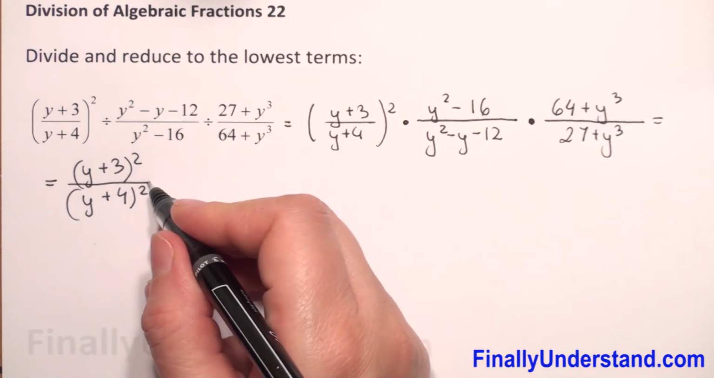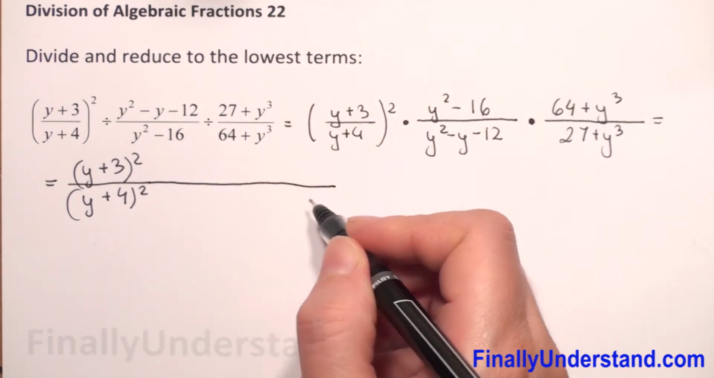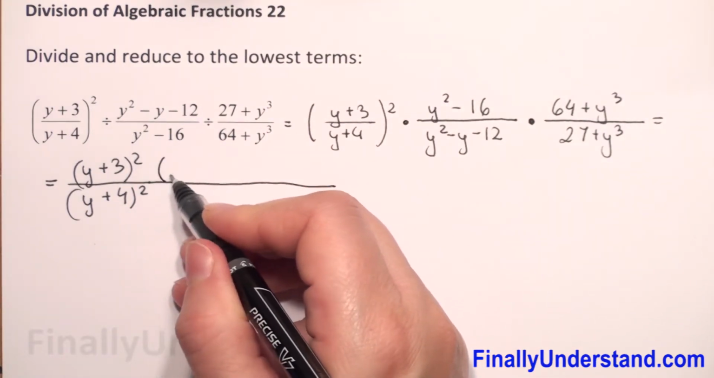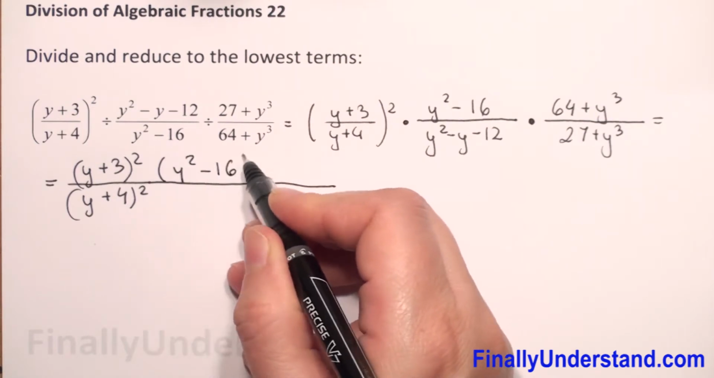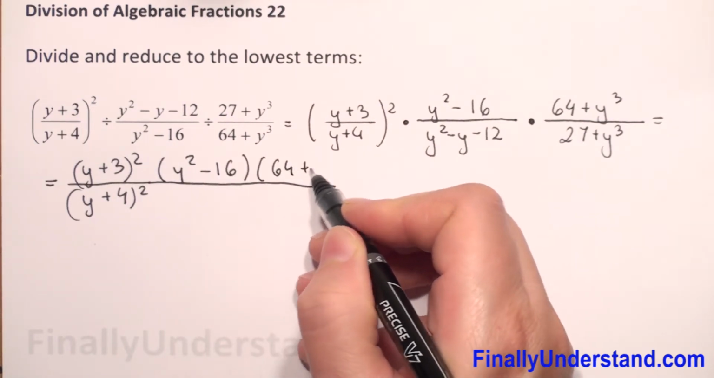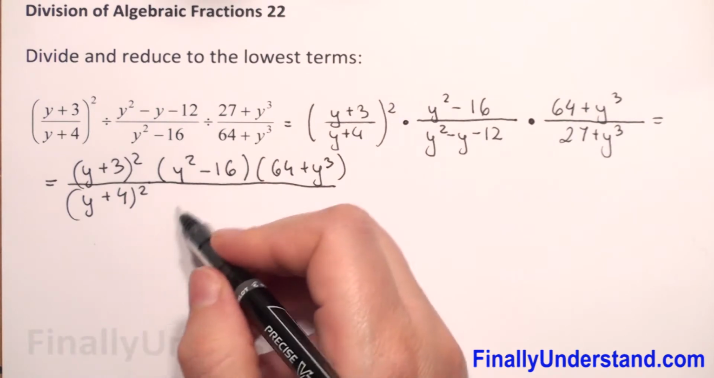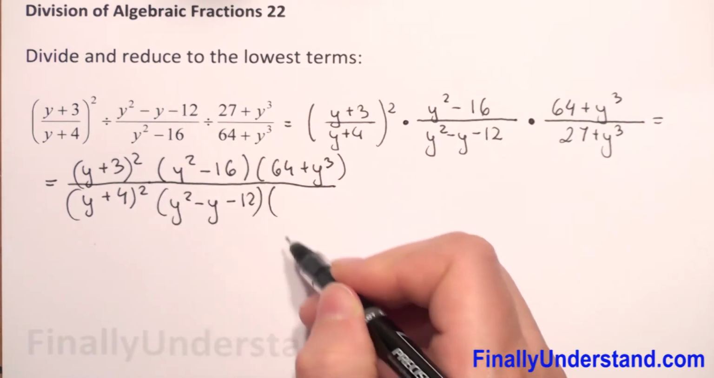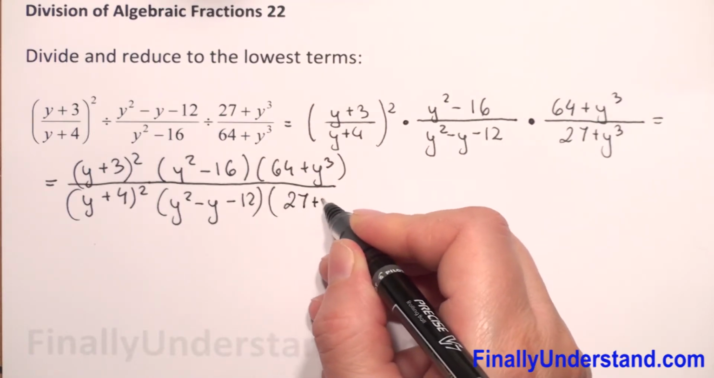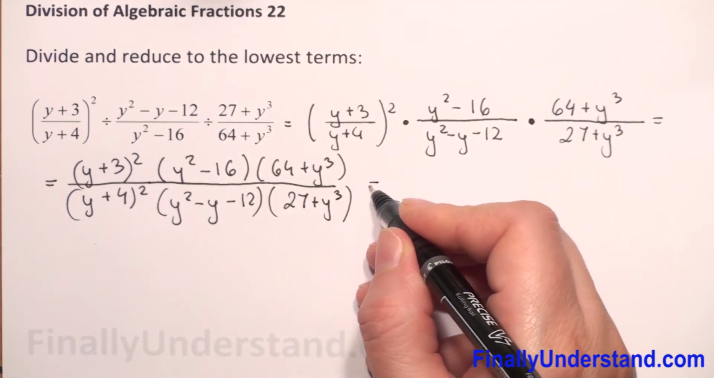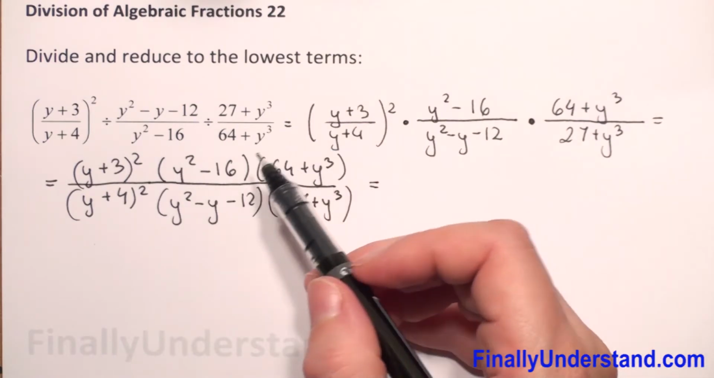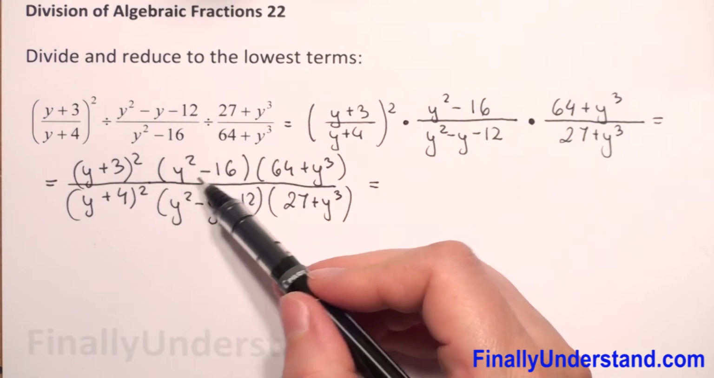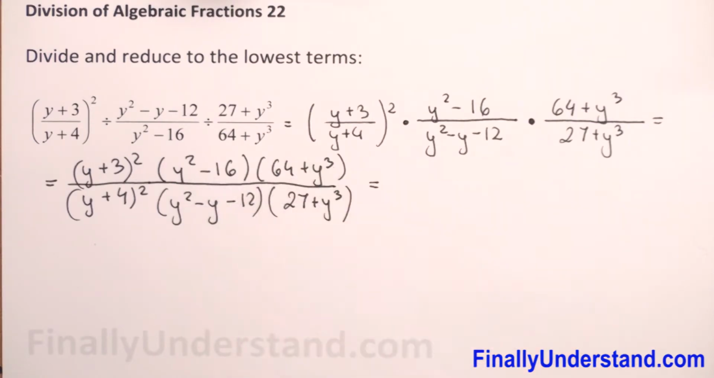So I will put now only one fraction bar, and in the numerator we will have times y squared minus 16 times 64 plus y cubed, over y squared minus y minus 12 times 27 plus y cubed. This is equal. What next? We can rewrite that y to the second power minus 16 is (y squared minus 4) to the second power.